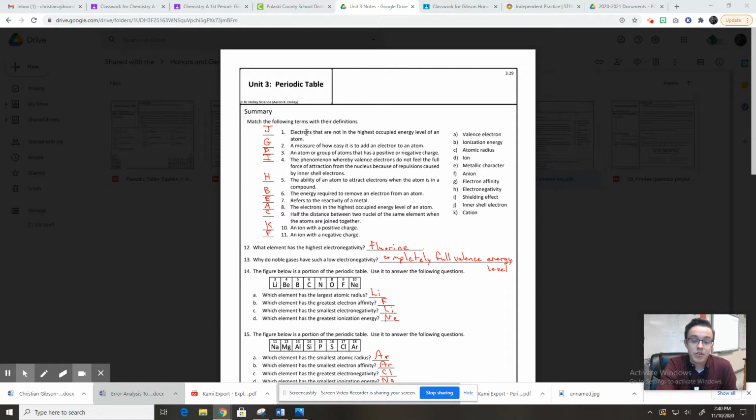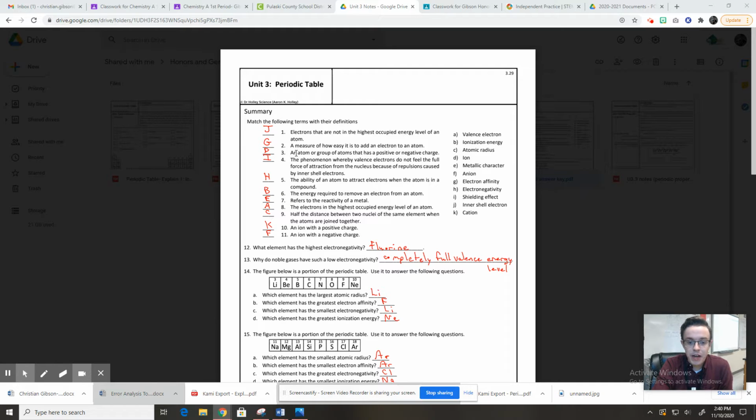Number one, the electrons that are not in the highest energy level, instead they're on the inner energy levels, are called the inner shell electrons. Okay. Number two, a measure of how easy it is to add an electron to an atom, or how much an atom wants to gain an electron. That is called electron affinity.